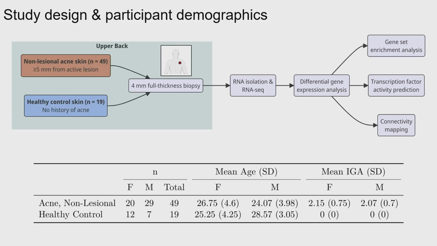This is a table showing the demographics of some of the participants in the study. The mean age was around 25, and in the acne cohort, the IGA score was around 2, corresponding to mild acne.